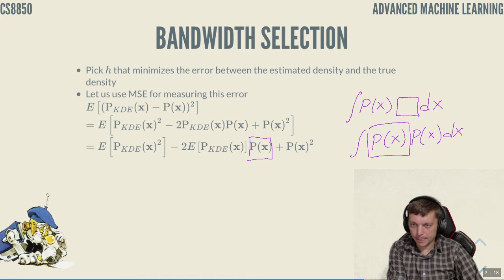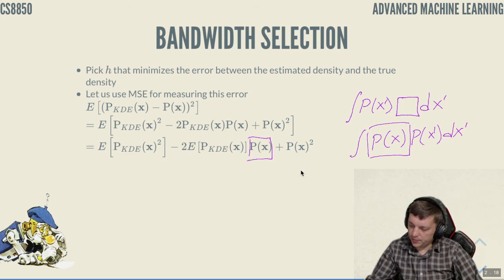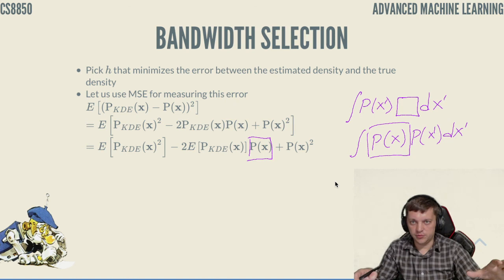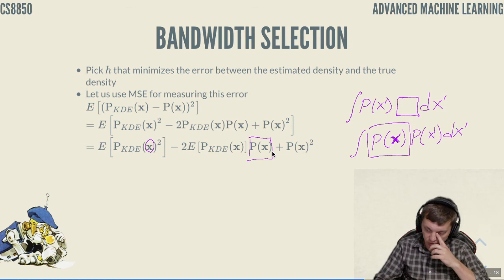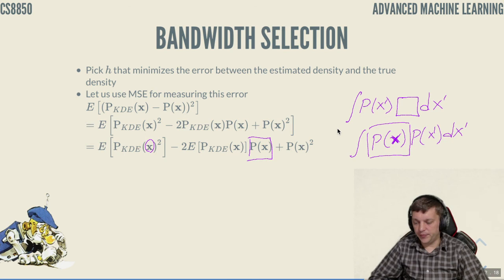Just precisely because the variable of integration goes through all possible values, and this x is that x, the x at which you want to estimate the value. So that's why p of x and p of x squared just fall out. Okay, that's clear.